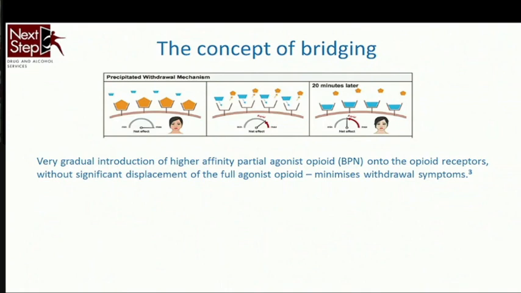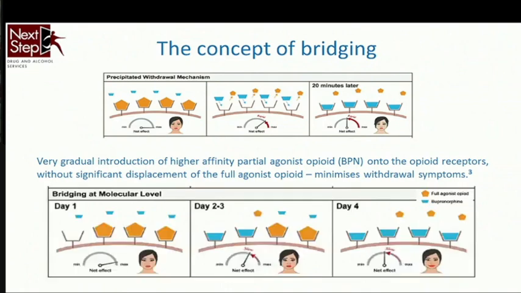So what it looks like in a diagrammatic fashion is, instead of 20 minutes, you're looking at a period of several days where slow introduction of buprenorphine onto the receptors gradually takes over the receptors while methadone is gradually excluded. And because buprenorphine has a longer half-life, there's a progressive build-up of buprenorphine on the receptors. Methadone, in fact, at a molecular level, is probably still just hanging around with no place to attach, or not attaching as much anymore. And this is one of the things that makes it easier to stop methadone at the end of the process.